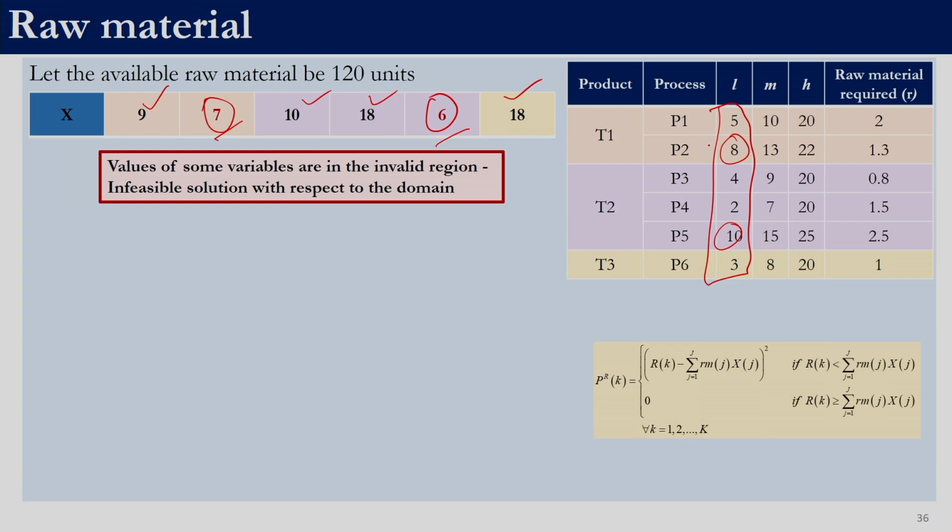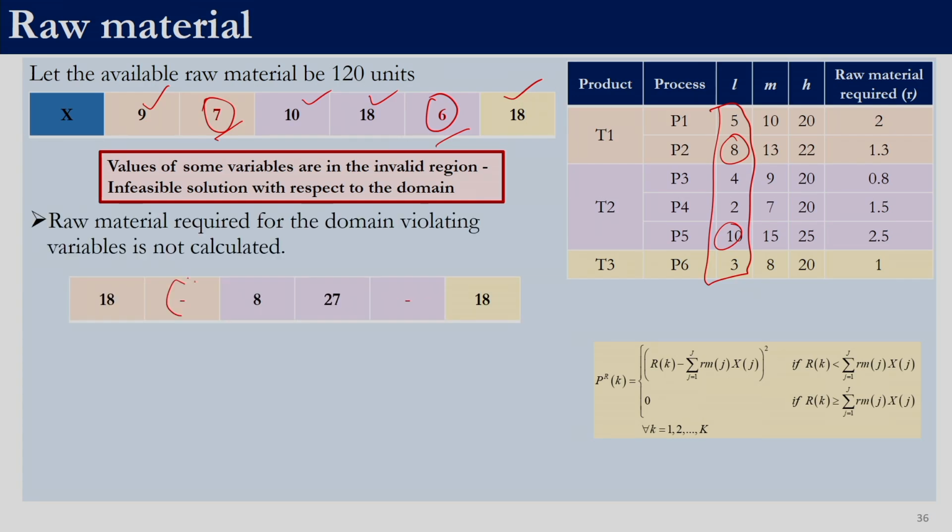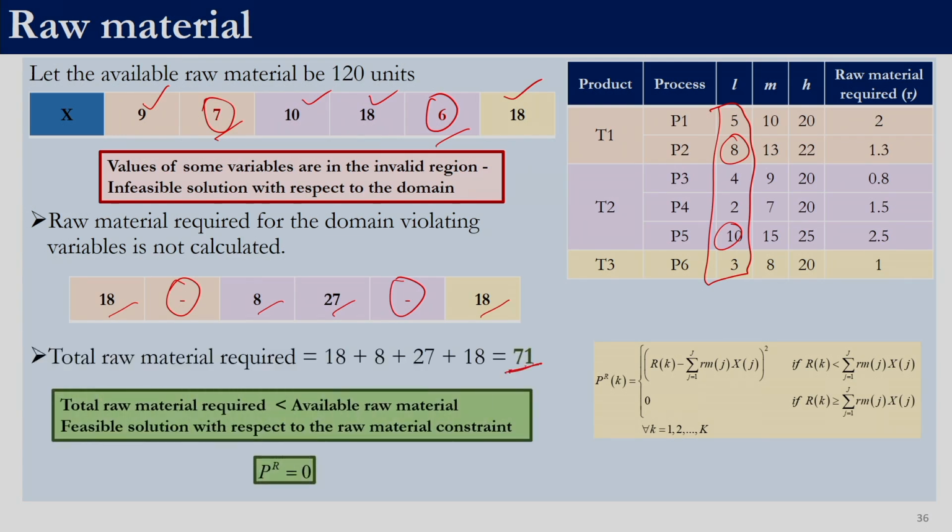So, 0 is permissible, right. For here the raw material consumption is not calculated for these 2 processes. For the rest of the 4 processes we calculate the raw material consumption, and the total raw material required is 71. What we have is 120, what is required is 71, so obviously there won't be any penalty with respect to raw material.